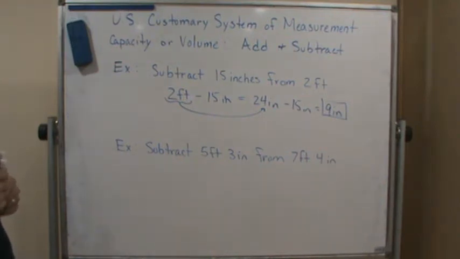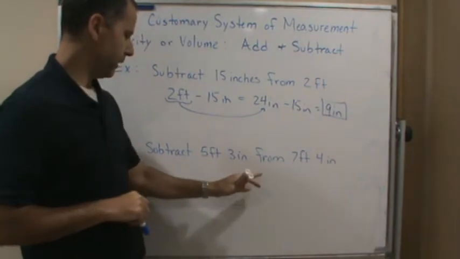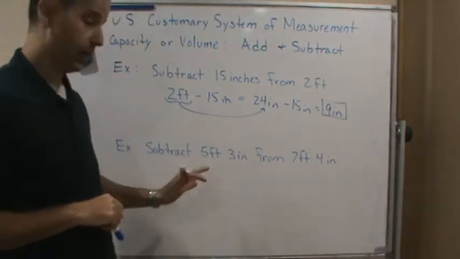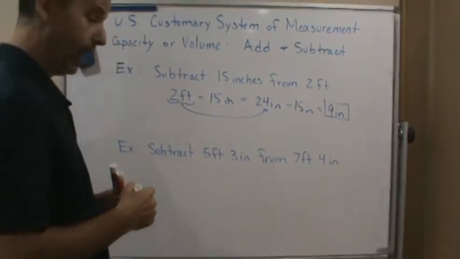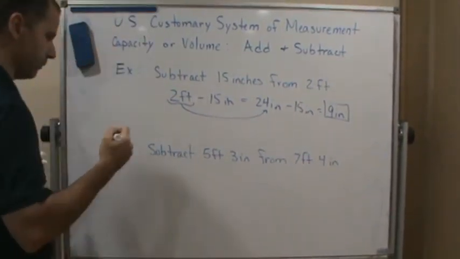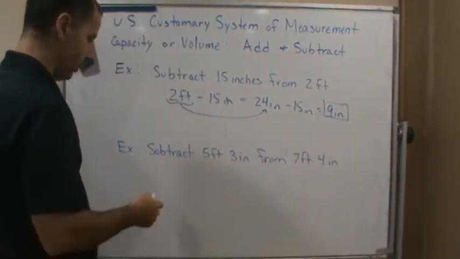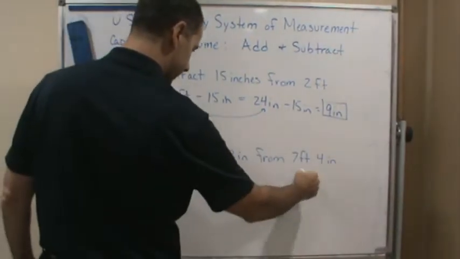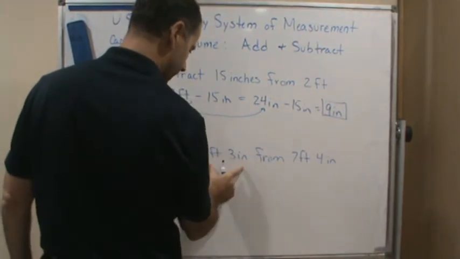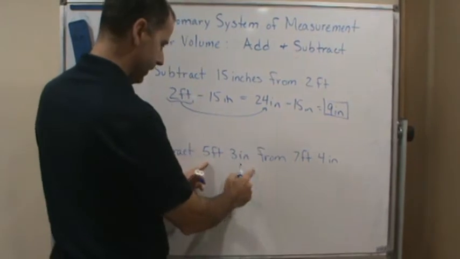Okay? Now, what about this example here? Subtract 5 feet 3 inches from 7 feet 4 inches. So now this is a mixed measure. Again, I'm going to line up the units in columns, and then I'm just going to subtract column by column, if you will. So I'm going to rewrite this. I'm going to subtract this from this, so that means I'm going to write this underneath.